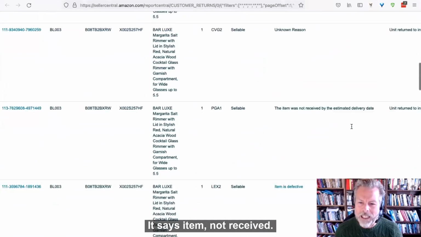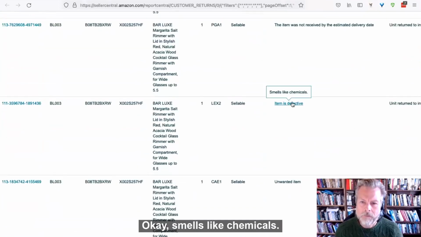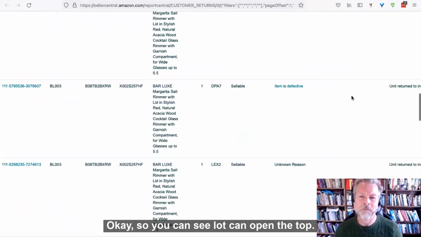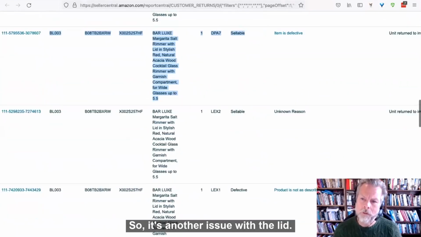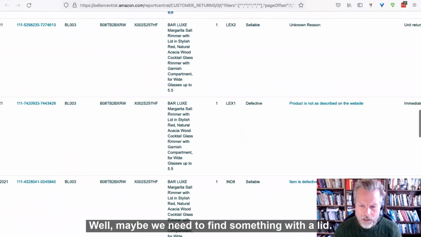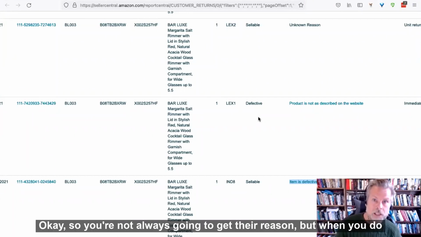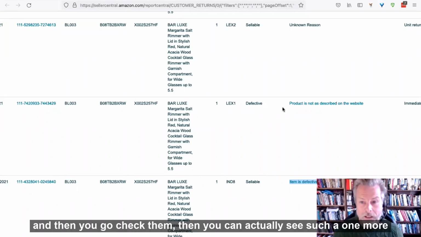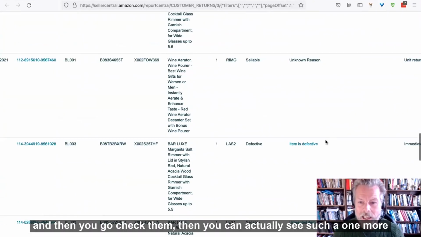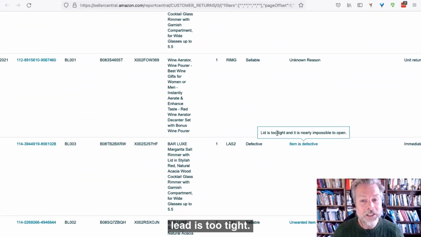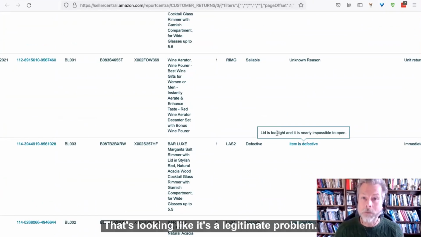Says item not received. Smells like chemicals. So you can see, can't open the top. So it's another issue with the lid. Well, maybe we need to find something with the lids. So that's where you find it. So you're not always going to get their reason. But when you do, and then you go check them, then you can actually see, let's just do one more. Lid is too tight. So actually now that's looking like it's a legitimate problem.